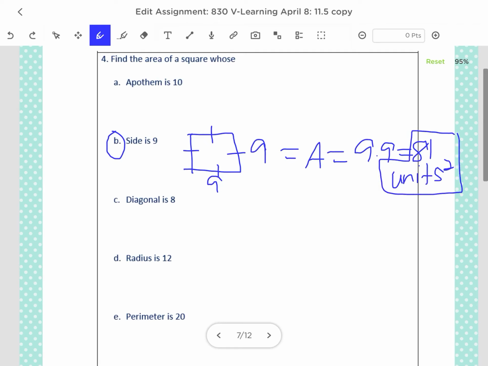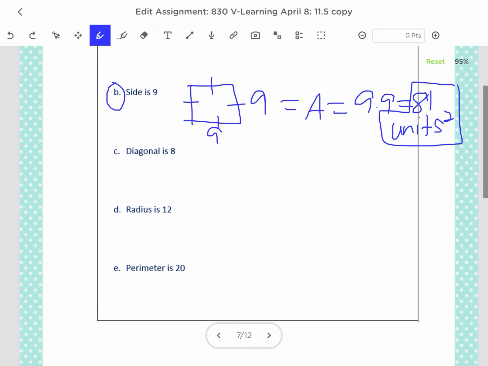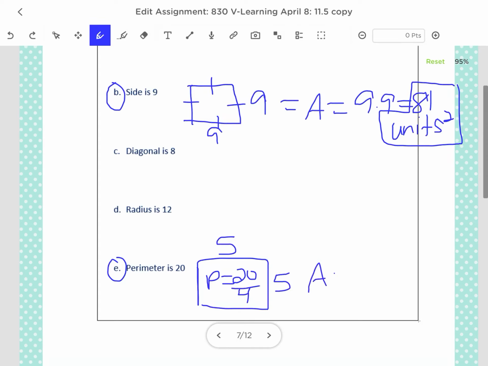Okay, looking at the rest of these, I might jump to the perimeter one. If the perimeter is 20, in order to find the side length, I'm going to divide that by 4. So every side is 5. So the area is going to be 5 times 5, which is 25 square units.